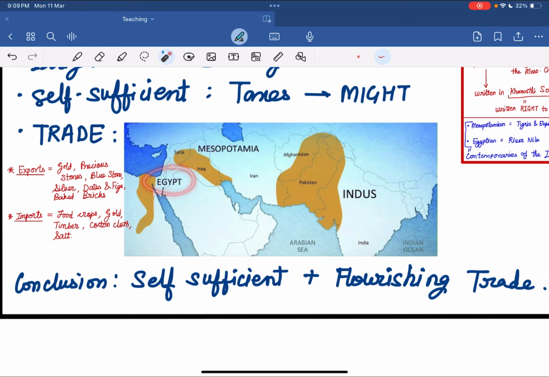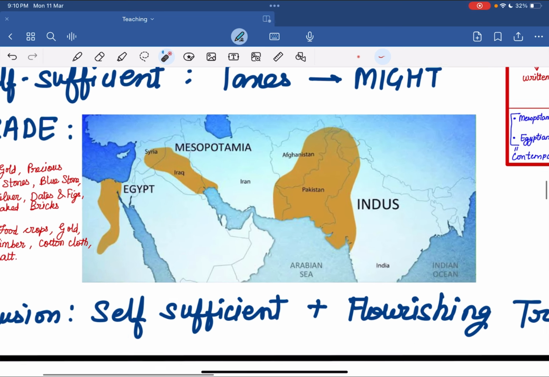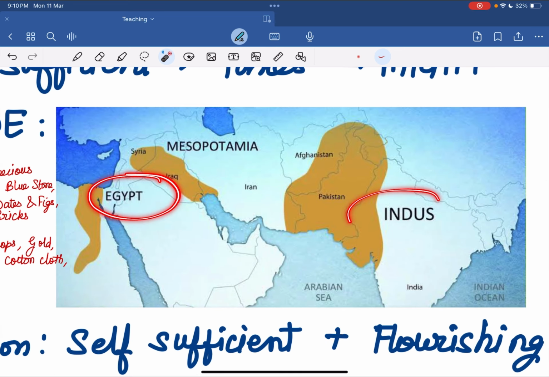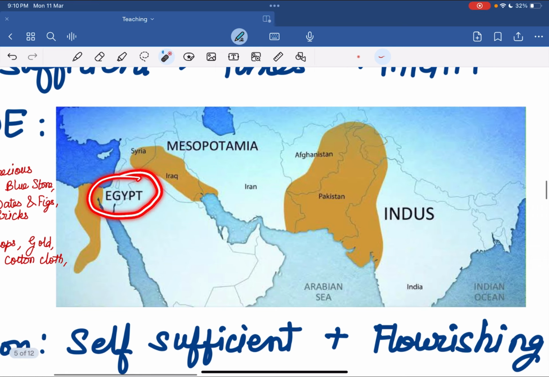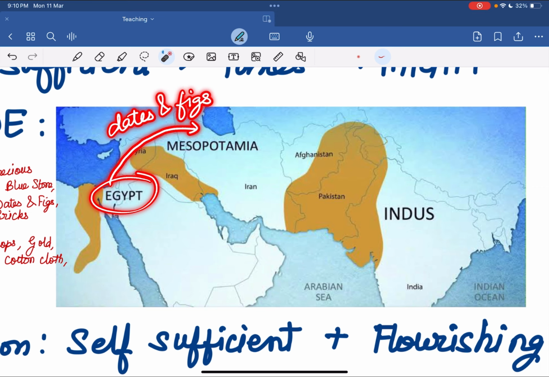नाउ जाहिर सी बात है, इजिप्शियन सिविलाइजेशन, मेसोपोटामियन सिविलाइजेशन एंड इंडस सिविलाइजेशन आर 3 कंटेम्प्रेरीज. One very big question here is: did we meet the Egyptian civilization people? The answer is no, in all caps. So what happened was that Egyptian people, the Egypt civilization people, used to export dates and figs to Mesopotamian civilization people. Dates and figs.